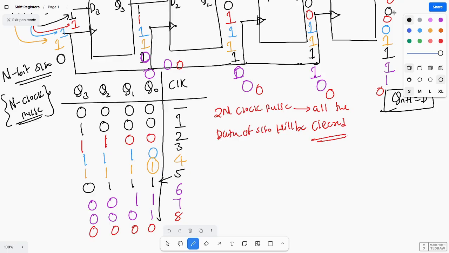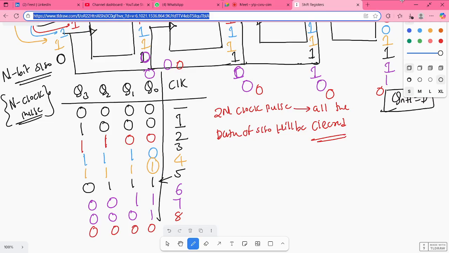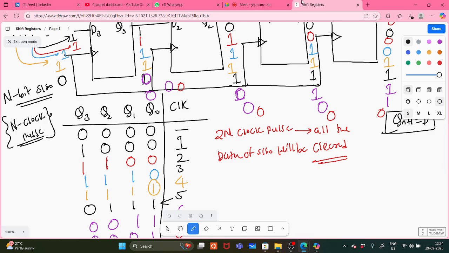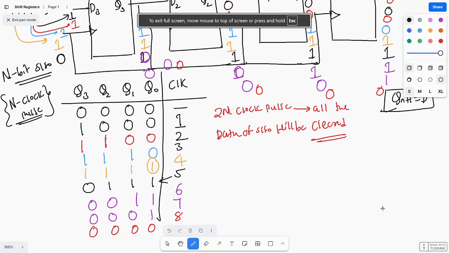Is it fine? Did you understand? Any doubt in this SISO? Your response, so that I will move forward. Hello, are you there? Yes, sir, understood. You can go further. Okay. Yes.